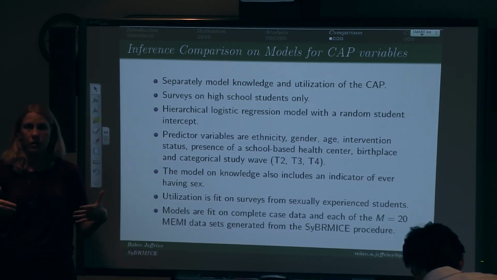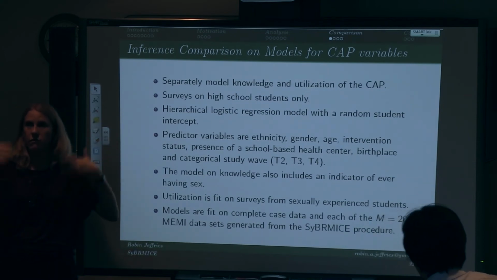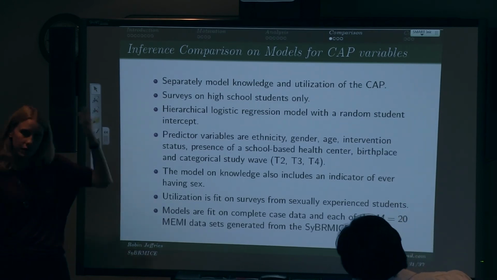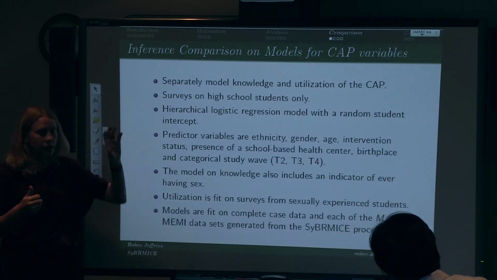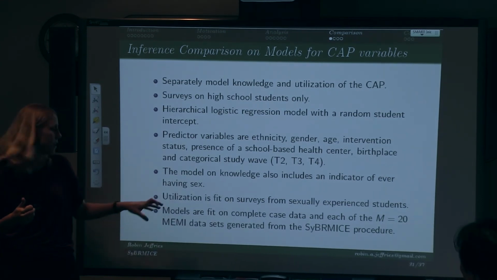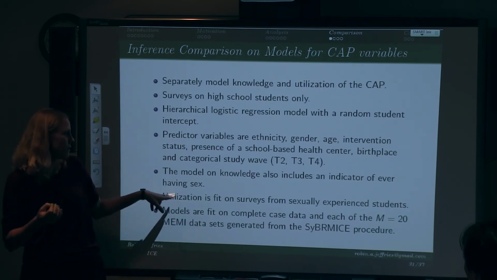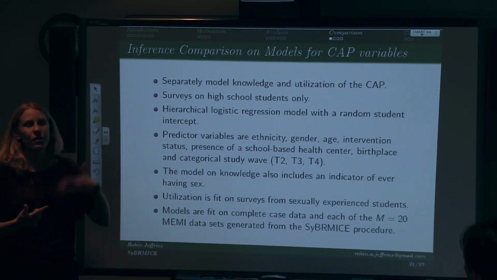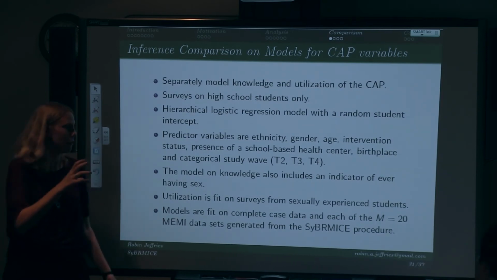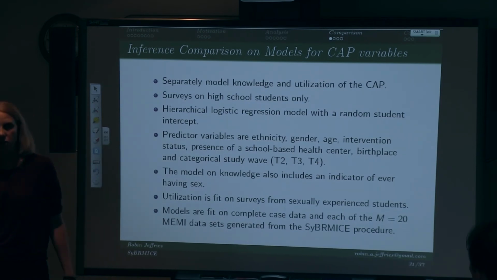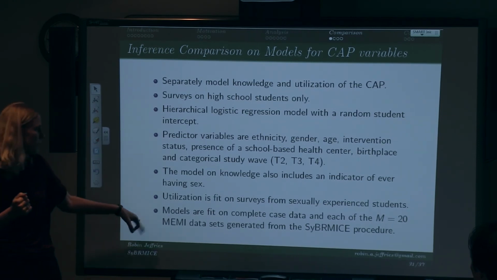They're both hierarchical. They both have random student intercepts to account for the student level clustering. And they use the same basic set of predictor variables, except that knowledge will have an indicator of ever having sex, and utilization is fit only on the subset of sexually experienced students. That indicator for ever having sex is part of the Cybermice process. So every one of these complete and consistent data sets has a slightly different set of sexually experienced students, because that variable was imputed and edited differently across those data sets.